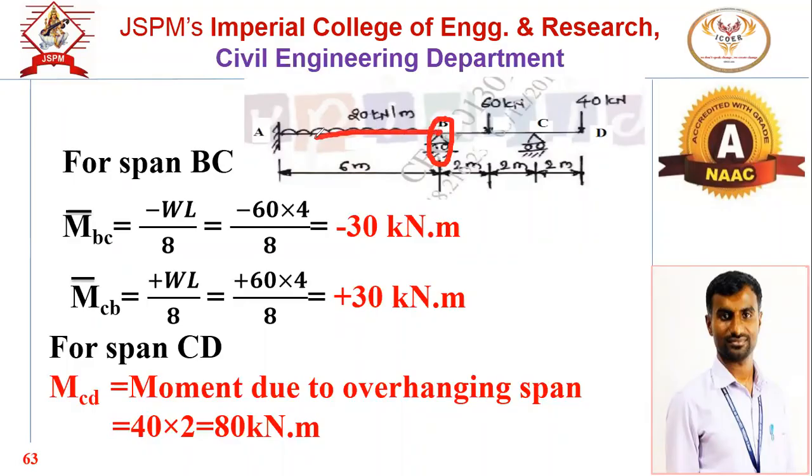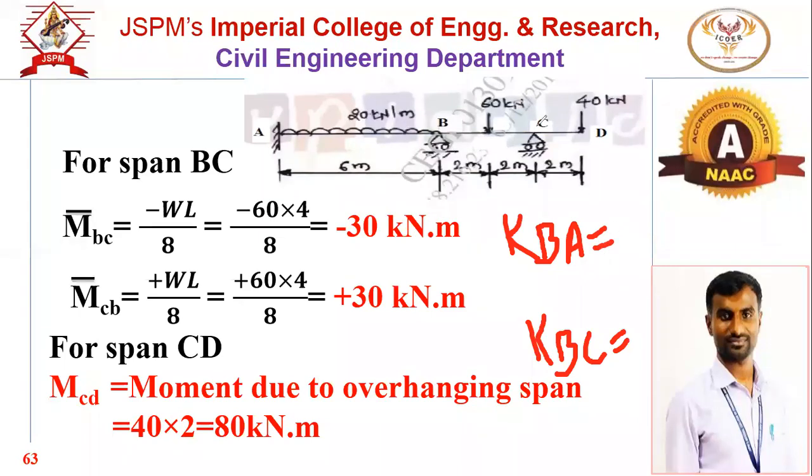So members are BA and BC. There are 2 members. Now the relative stiffness of BA member and the relative stiffness of BC member, that you have to calculate. No need to consider the joint C. Though there are two members, CB and CD, CD is the overhanging span. So we are converting that member into the moment. So that's why no need to consider the joint C.